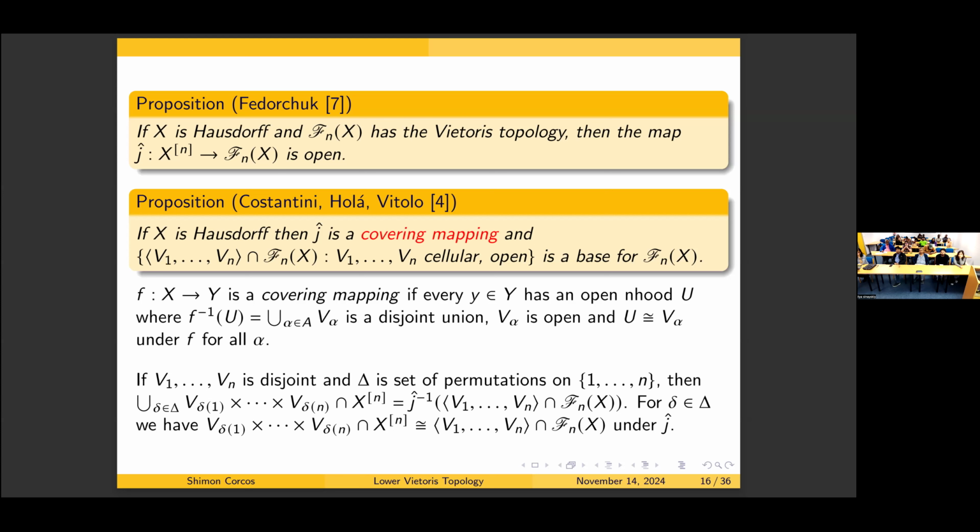We say that a function f from X to Y is a covering mapping if any point in Y has an open neighborhood whose pre-image is a union of disjoint open sets, say B alpha, which are all homeomorphic to U under this map f. Here's an explanation on why this map is covering, but I won't go through that now.